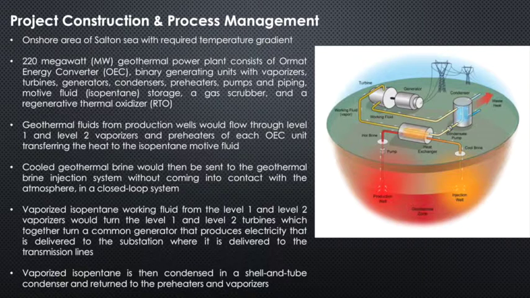The power plant consists of Ormat energy converters that each operate independently but share common ancillary components such as isopentane storage, geothermal brine supply, injection, and substation. We use triple flash steam technology in our power plant design for power generation.